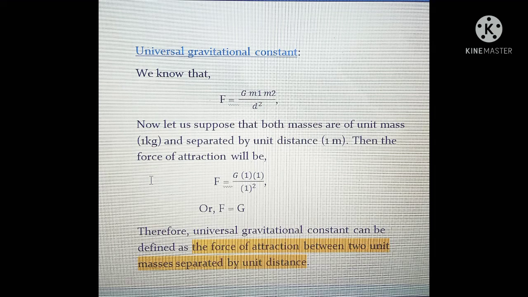So in this condition we found that the gravitational constant is equal to the force of attraction, or we can say that the universal gravitational constant is the force of attraction between two unit masses separated by unit distance. The sentence highlighted by the yellow marker can be written as the definition for the universal gravitational constant.